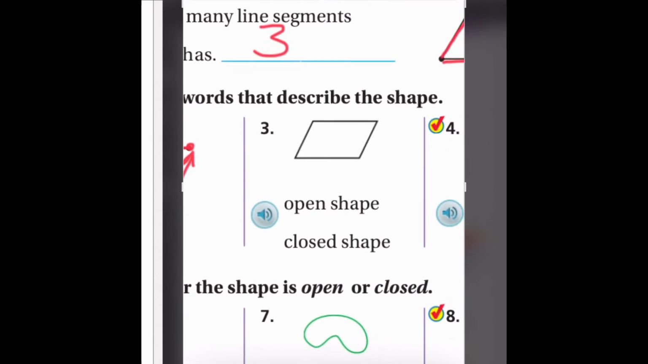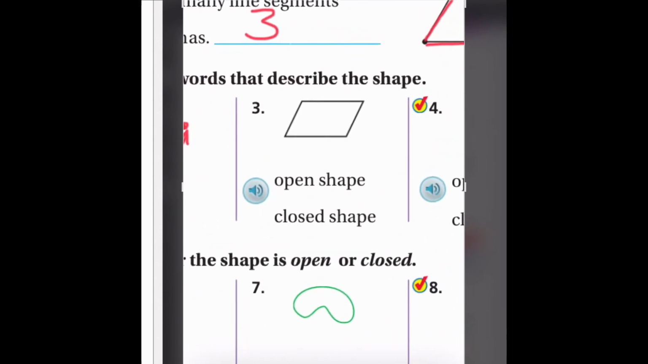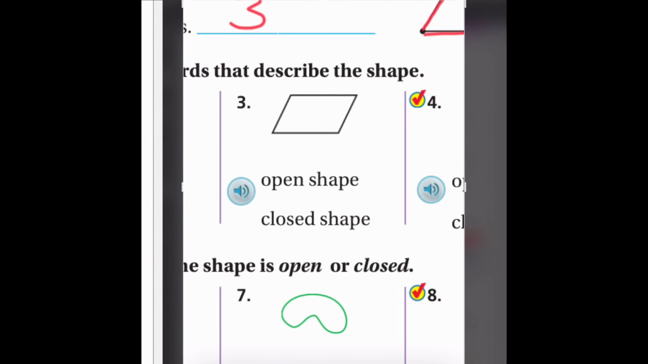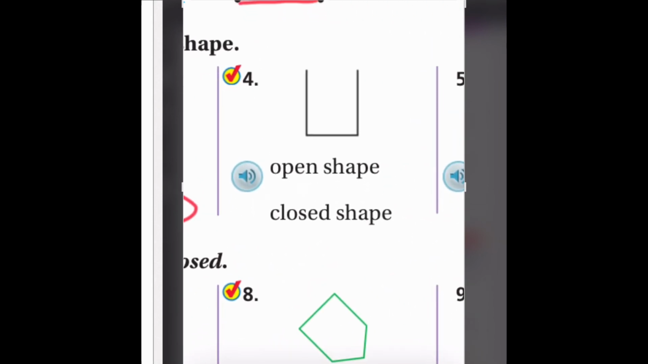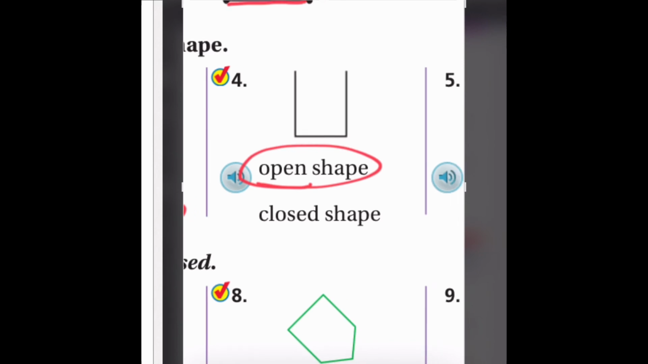Number 3. That is a closed shape because it could start and end at the same spot. It's not an open shape. Number 4, though, that is definitely an open shape. To make it a closed shape, I would have had to do something like that, but it doesn't have that, so it's open.